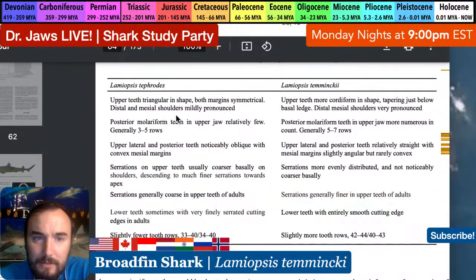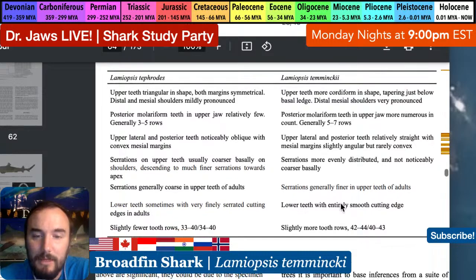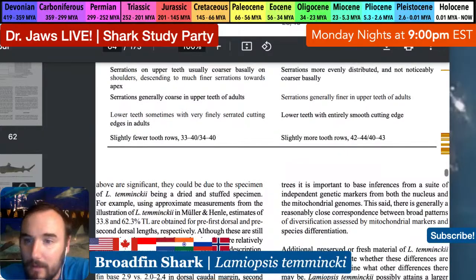Serrations are generally coarse in the upper teeth of adults for Lamopsis tephroides. Serrations are generally finer in the upper teeth of adults for the broadfin shark. Lower teeth sometimes have very finely serrated cutting edges in adults. For the broadfin shark, lower teeth have an entirely smooth cutting edge. And then finally, Lamopsis tephroides has slightly fewer tooth rows, whereas the broadfin shark has slightly more tooth rows. So, pretty interesting differences here.